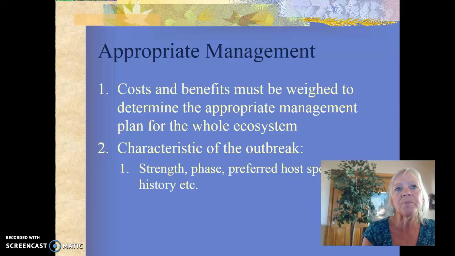For appropriate management, the costs and benefits must be weighed to determine the management plan for the whole ecosystem. If you have a small garden, or even if you have a crop, you're able to manage it much easier than a 1,000-acre forest. So it's the appropriate management for the scale that we're considering in forest management. And also the characteristics of the outbreak, the strength, the phase, the host, the history, and things like that are all taken into consideration.